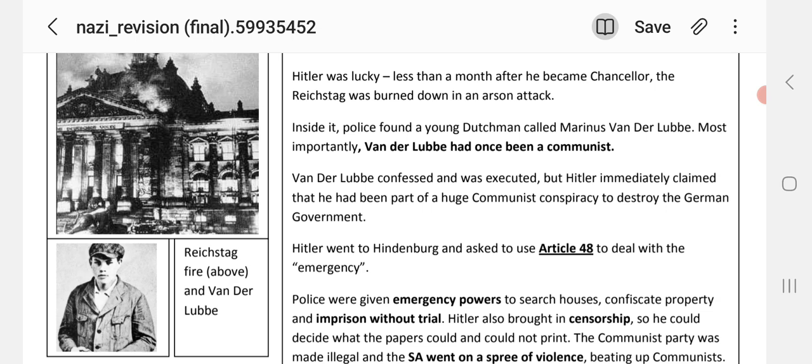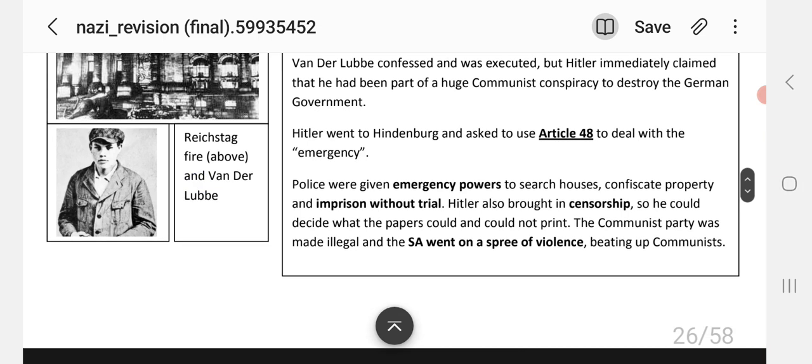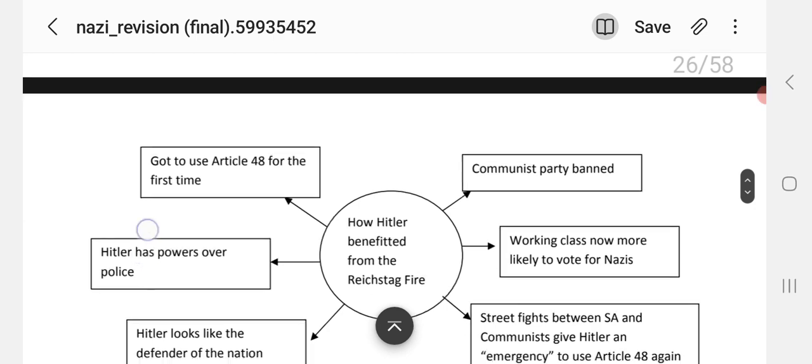Hitler went to Hindenburg and asked to use Article 48 to deal with the emergency. Police were given emergency powers to search houses, confiscate property, and imprison without trial. Hitler also brought in censorship, so he could decide what the papers could and could not print. The Communist Party was made illegal, and the SA went on a spree of violence, beating up communists.